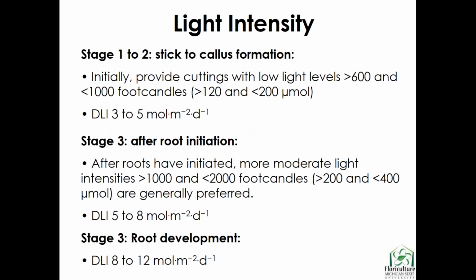Of course, some species differ, but initially from stage 1 to 2, so from basically stick to callus formation, we want to provide light levels anywhere between 600 to 1,000 foot candles, or between 120 to 200 micromoles. So during this stage, this is going to basically provide a daily light integral of 3 to 5 moles of light. Once we start the rooting process, so in stage 3, we obviously want to start increasing our overall light levels. So trying to achieve anywhere from 1,000 to 2,000 foot candles, or 200 to 400 micromoles.